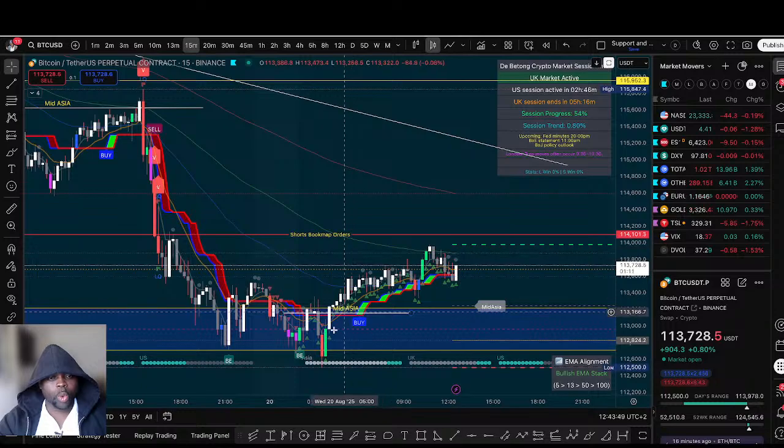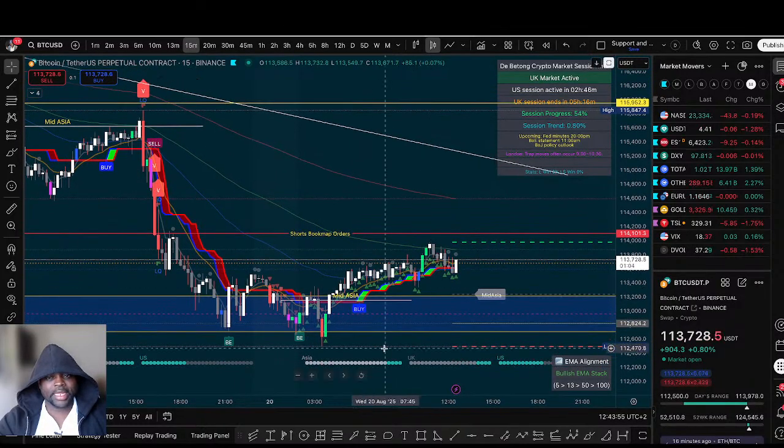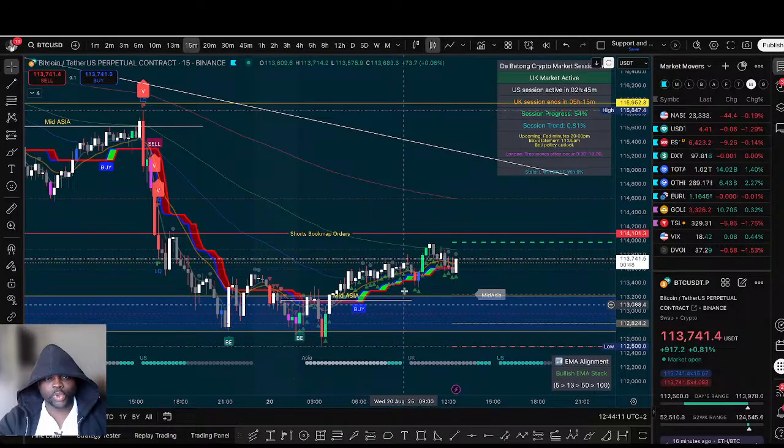Look at what happened. When the market opened during the Asian session, Asia took us down here to around 112,400. I will just say, give or take, 112,500. Then UK took us during this peak right up to about $113,000.